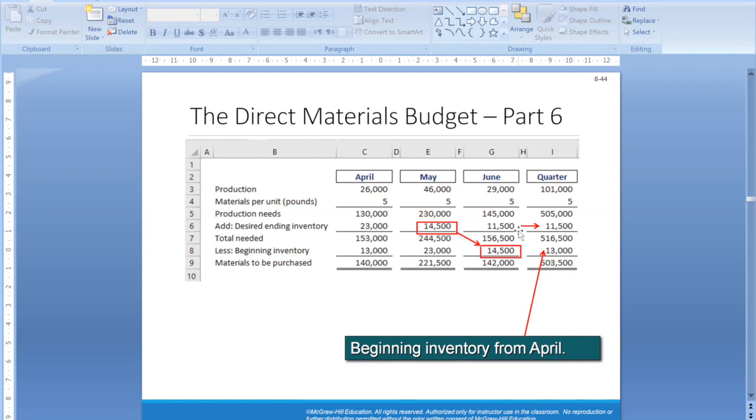And similarly, if we're talking about the beginning inventory for the whole quarter, this will be same as the beginning inventory of the first month, which is also 13,000. And 516,500 minus 13,000, this equals to 503,500. Or the 140 plus 221 plus 142, this will give you the total for the quarter.